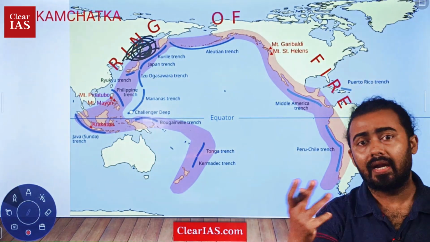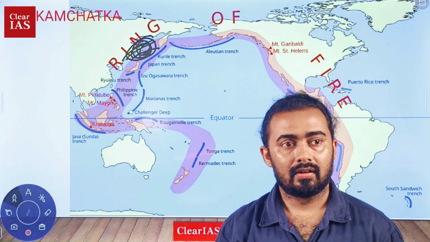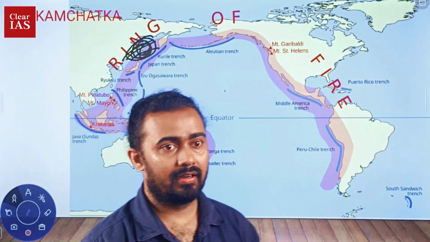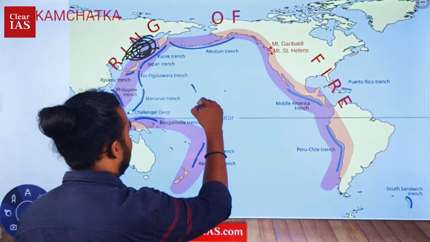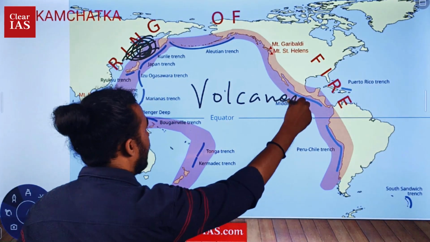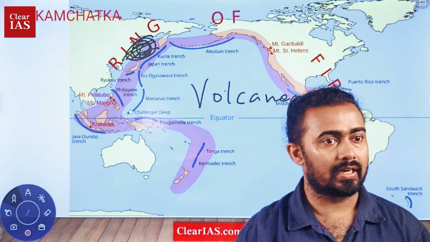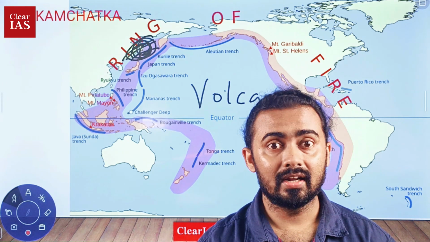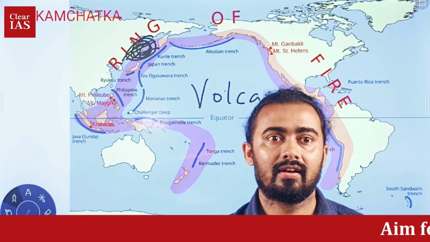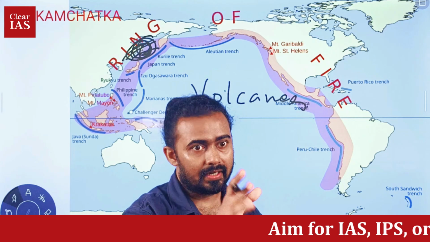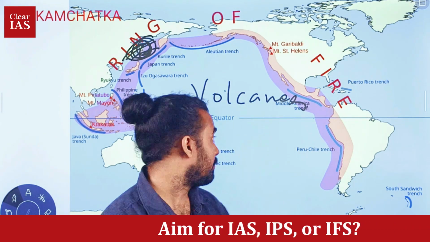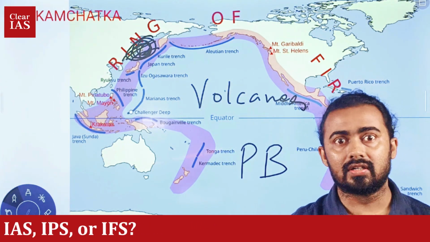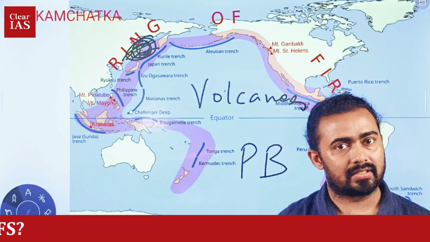Why is it called a ring of fire? It is where the plates meet, so there are a lot of volcanoes. Why are there a lot of volcanoes in the region? The tectonic plates meet there. That is a convergent boundary. There is something called plate boundaries, and there are different types: convergent plate boundary, divergent plate boundary, etc.